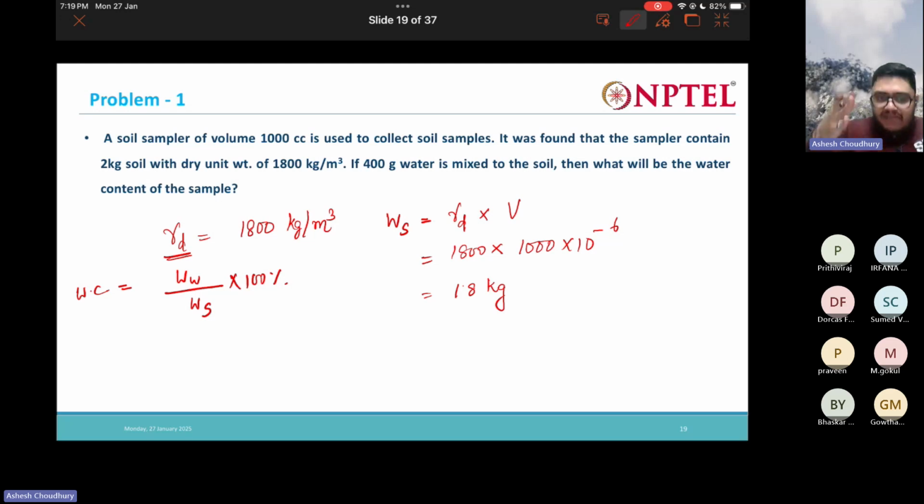So I have a sampler, that means I have a container. In simple terms, I have a container of 1000 cc. Now that container has soil. In that soil mass, I will have soil solids, I will have air, I will have water, right? And the combined volume is V, that is 1000 cc. Now how do I get the volume of solids?